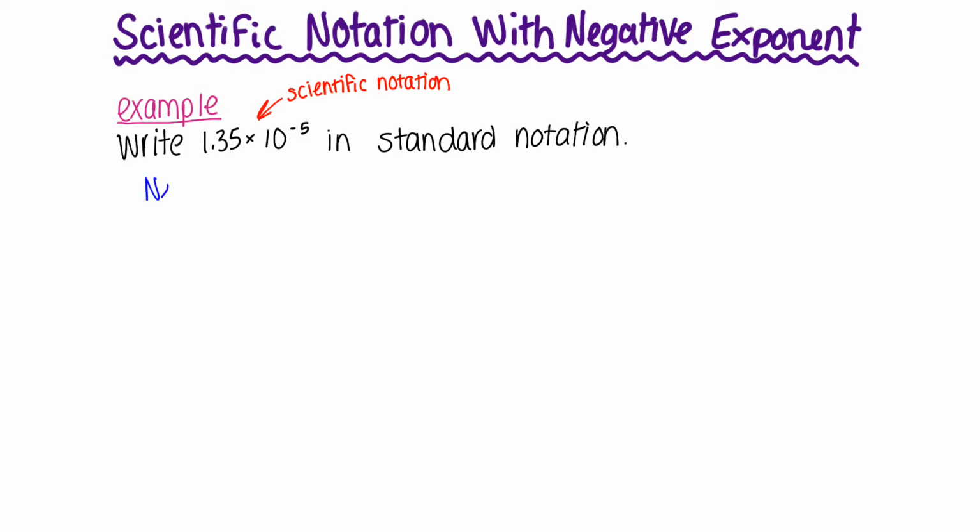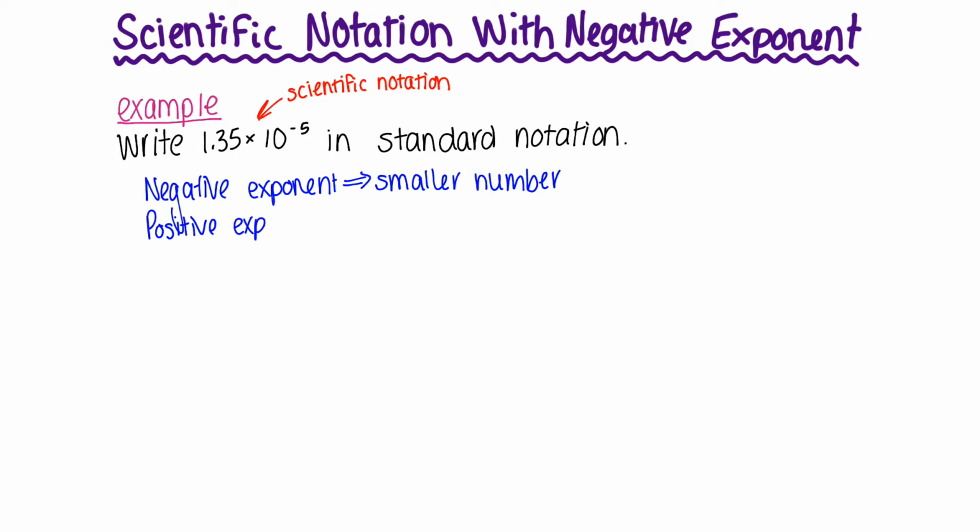So negative exponent means you're making the number smaller. A positive exponent would mean you're making the number bigger. You'll see that in a different topic. You might have already even done that topic.